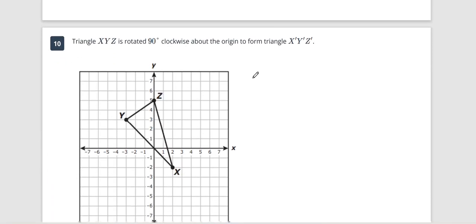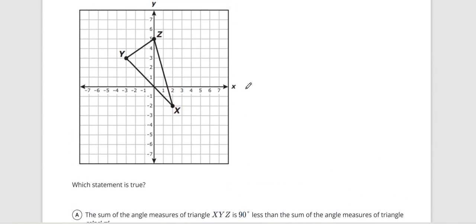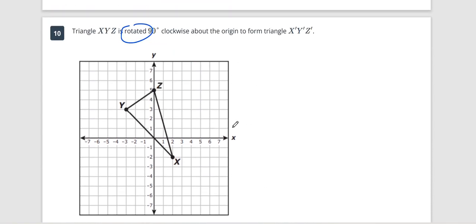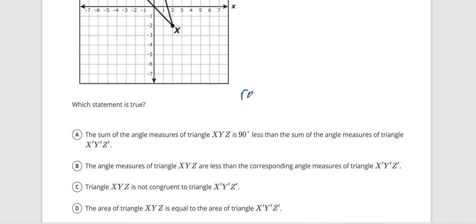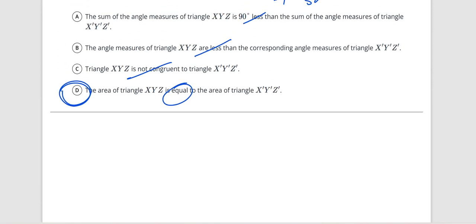Those are super easy. Rotated 90 degrees. This one's going to ask for the rules. We're going to come out. Ooh, okay. So just think of the words. Rotated. What does rotated mean? Rotated means congruent. Also equal. Also the same. Less than, no, less than, not congruent. We're going to go with equal. Final answer D. Pretty easy, guys. Way easier than you expect.